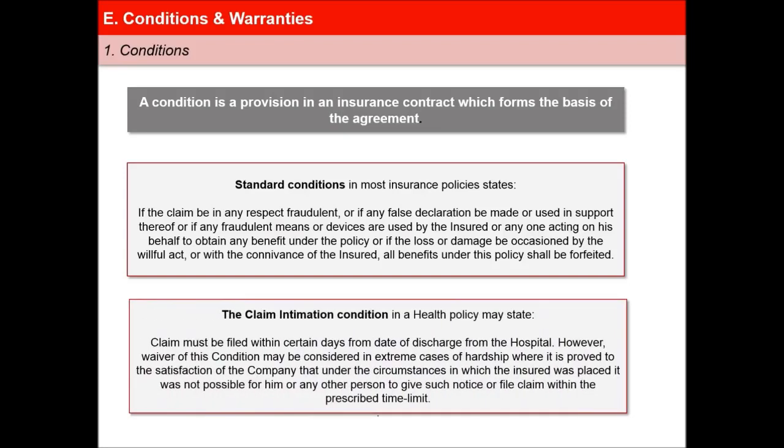The claim intimation condition in a health policy may state, claim must be filed within certain days from date of discharge from the hospital. However, waiver of this condition may be considered in extreme cases of hardship where it is proved to the satisfaction of the company that under the circumstances in which the insured was placed, it was not possible for him or any other person to give such notice or file claim within the prescribed time limit. A breach of condition makes the policy voidable at the option of the insurer.